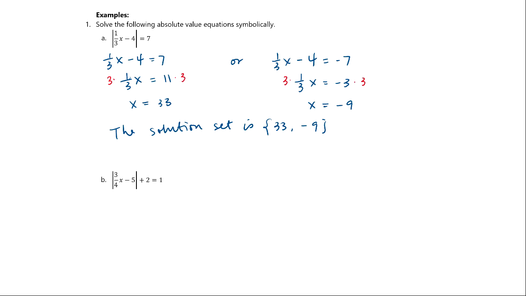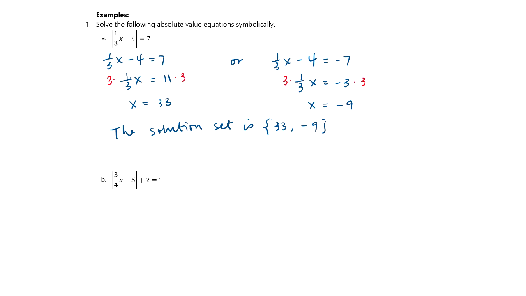Next, if we want to think about part B, it's a very similar scenario. The only difference is that if you look at the equation, we have the absolute value expression plus a number equal to 1. When that happens, that's something we want to be careful with. The reason we could split the absolute value equation into two equations in part A directly is that I had the absolute value by itself already. Here I don't quite have that case. I have the absolute value plus 2 equal to some number.